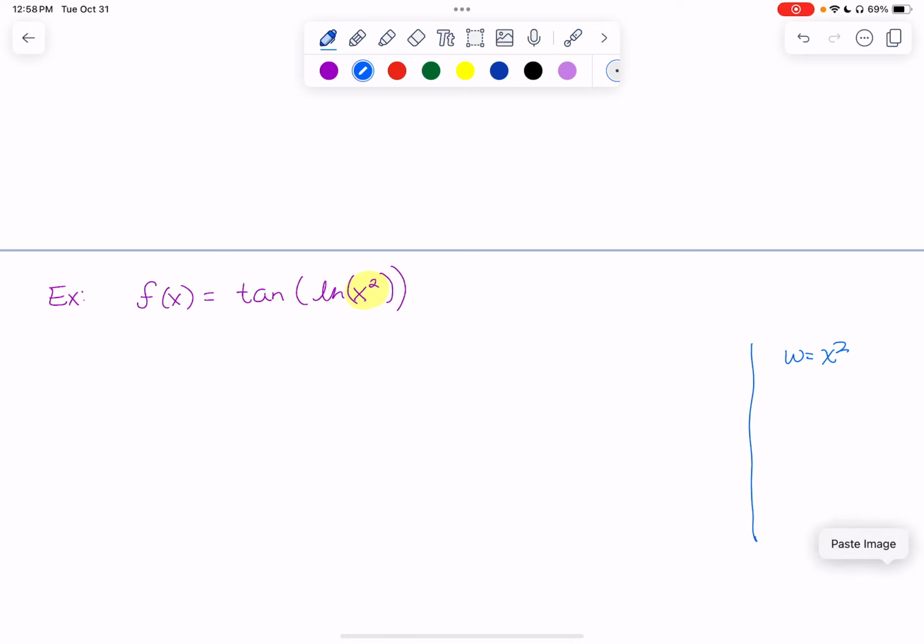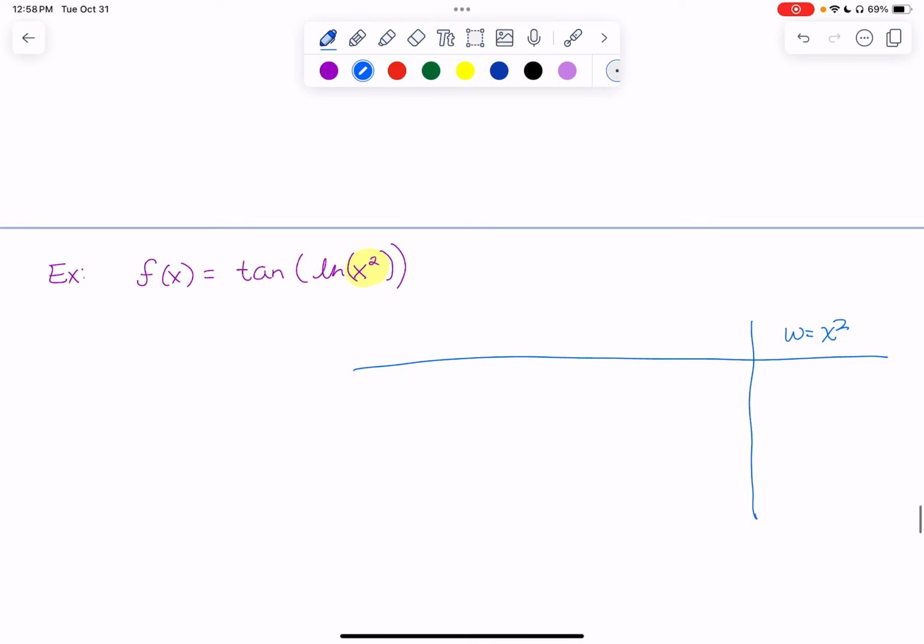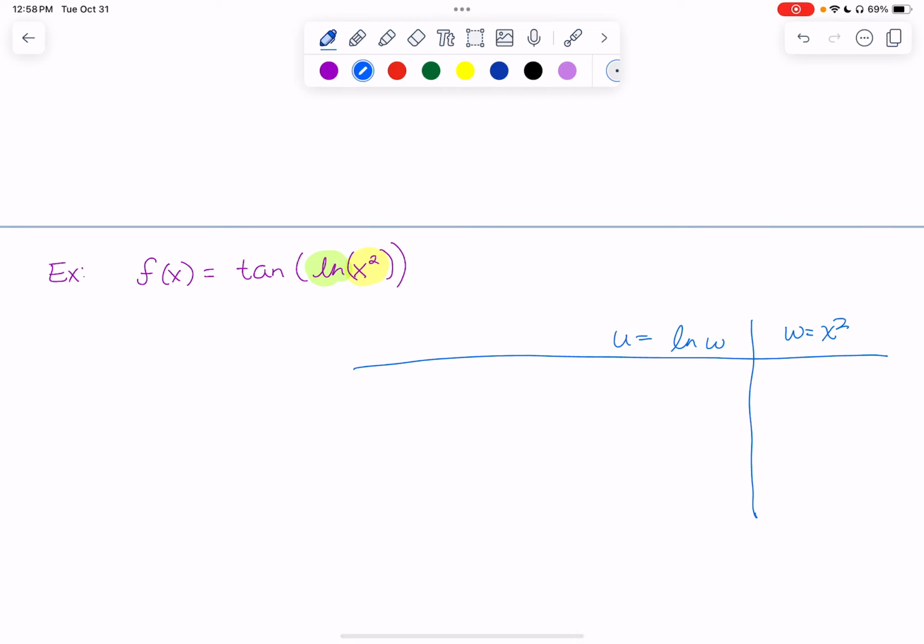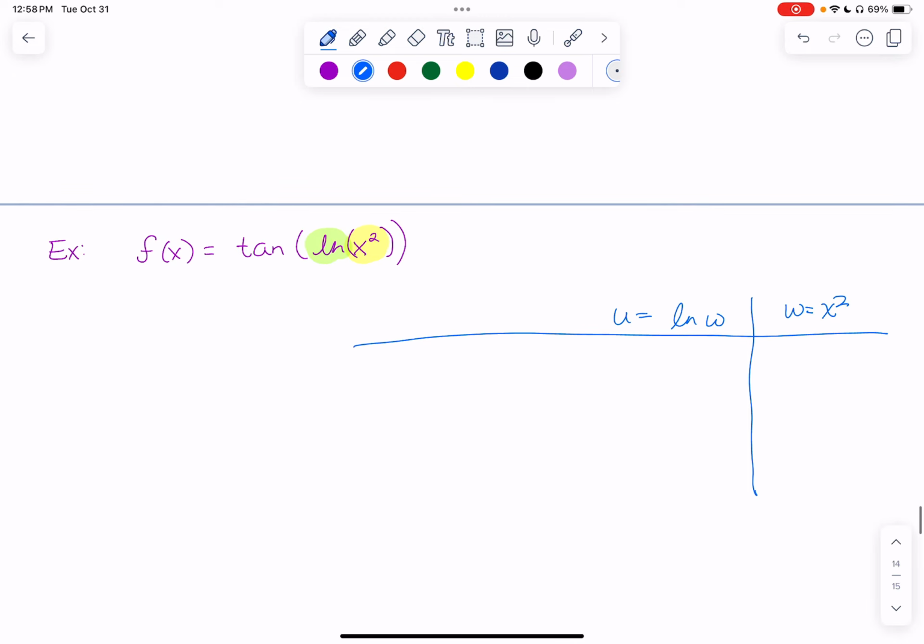I'm going to make a little mark there so that we have a line across. The second thing that I would do here is I would then take the natural log of whatever my x squared is. So I'm going to make that my second function, u equals the natural log of w. So I'm taking the natural log of that x squared term.